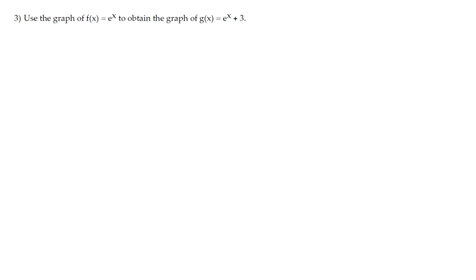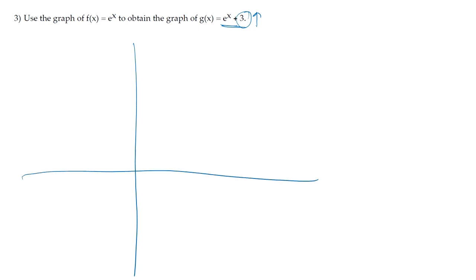Here we want to use the graph of e to the x to draw e to the x plus 3. Notice this plus 3 is not in the exponent, so in which case that's going to move it up 3 units. And so I'm going to take my basic e to the x, which looks a lot like 2 to the x, so it looks like this. Okay, goes through this point 0, 1, has this horizontal asymptote. I'm going to take all that and I'm going to move it up 3 units. So everything's going up 3 units.